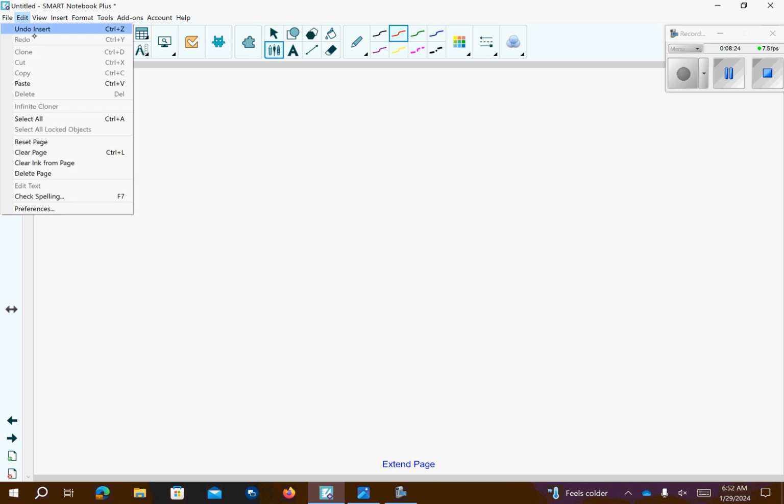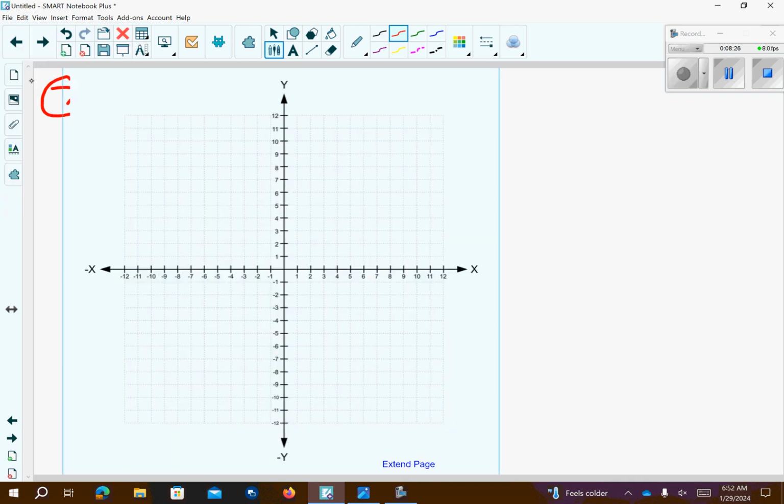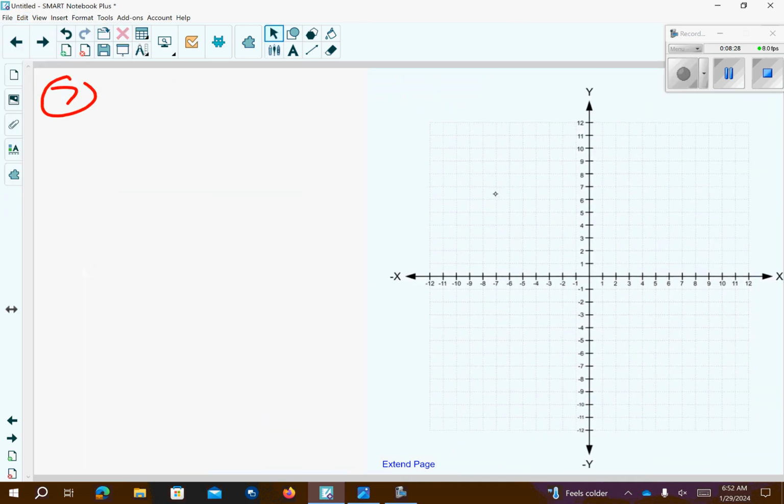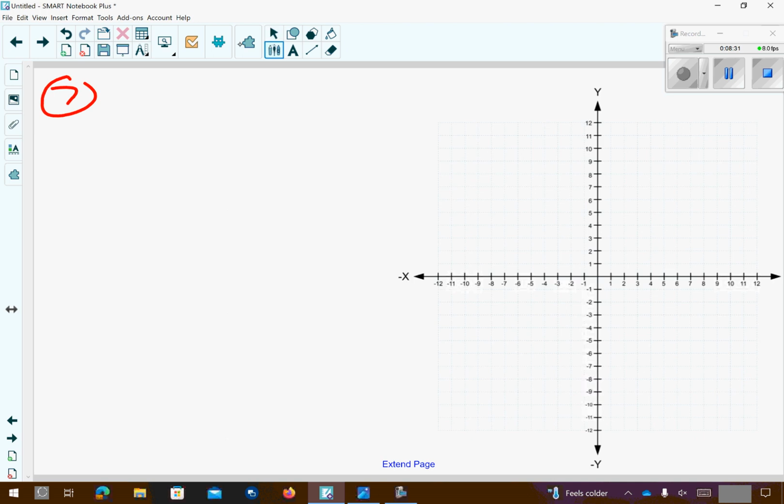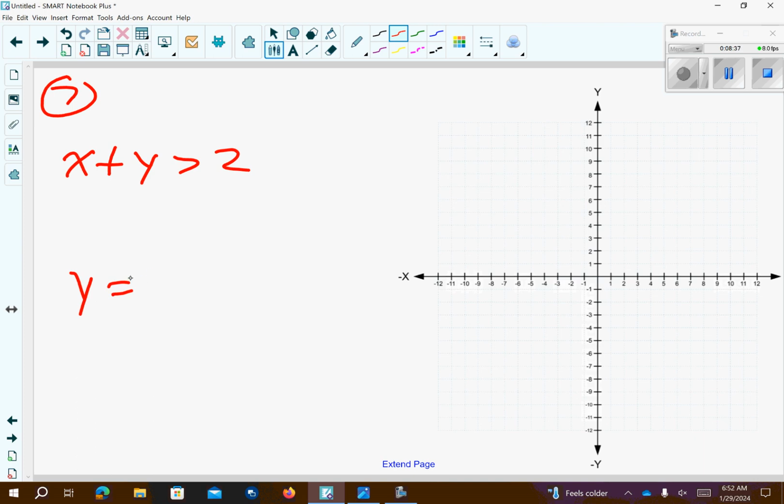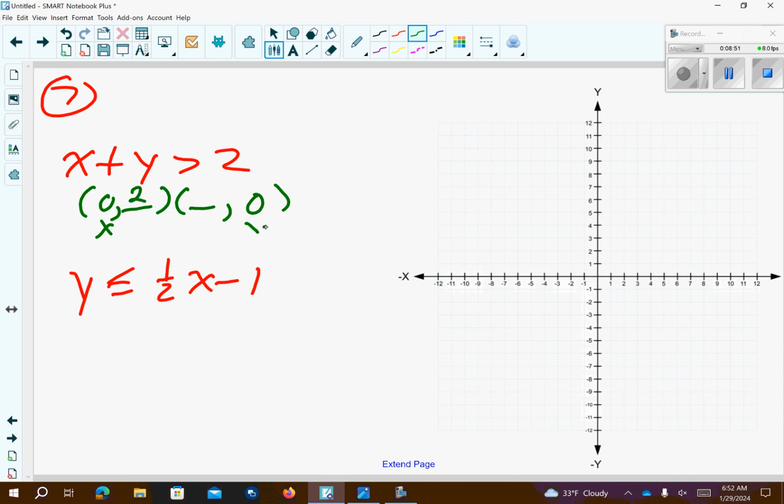Number 7. Oops, go to the other side. When we get to number 7, this is where we're going to start shading. So I have that, and I have this. Oops, that's less than or equal to. All right, so the top one is set up as 0, comma blank, blank, comma 0. So that's an x value, so my y value is 2. This is a y value, so my x value is 2. So 0, 2 is up here, 2, 0 is here.